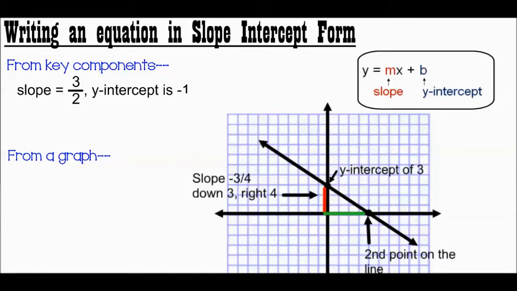This can be presented in a couple of different ways. First, from the key components, they give you the slope of 3 over 2, and they tell you the y-intercept is negative 1.